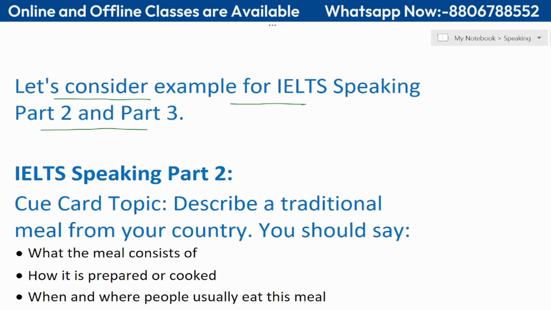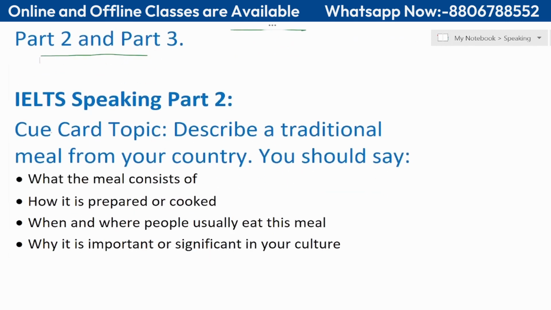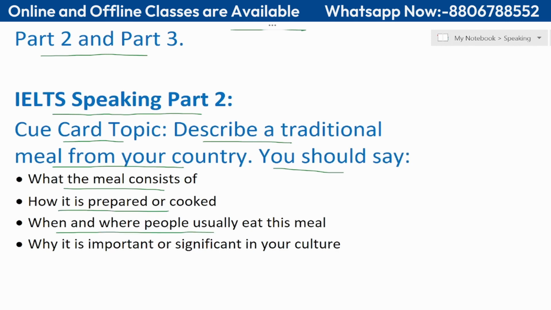Now let us see what the cue card topic will be for this particular video under the speaking section. The IELTS speaking part 2 cue card topic is: describe a traditional meal from your country. You should say what the meal consists of, how it is prepared or cooked, when and where people usually eat this meal, and why it is important or significant in your culture. So this is your cue card topic.